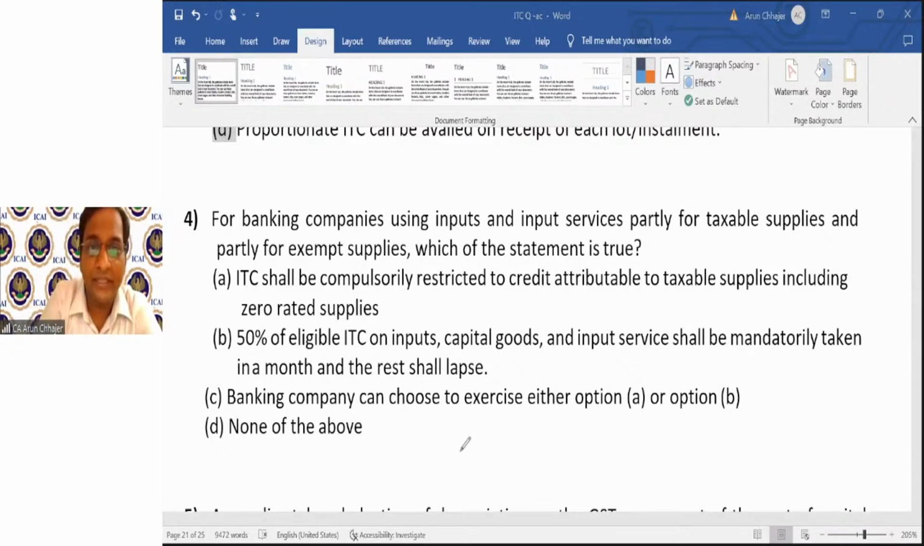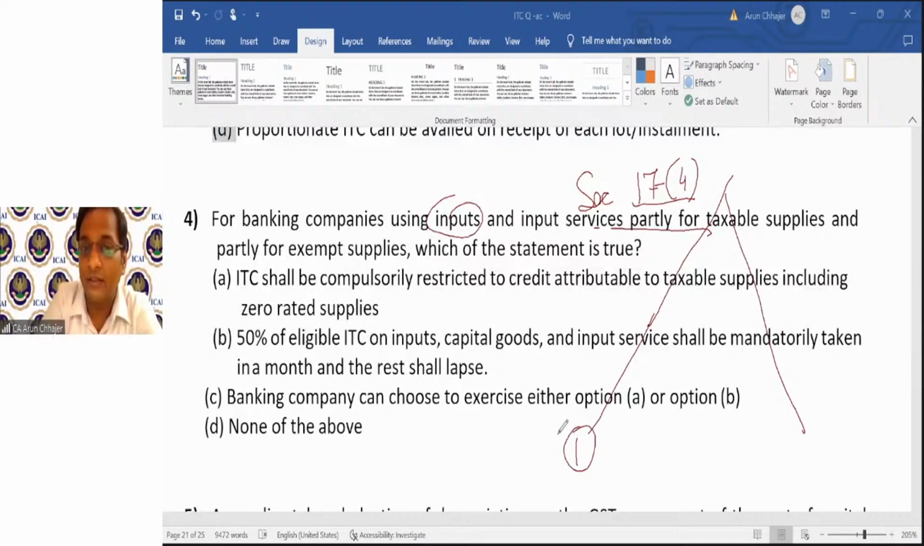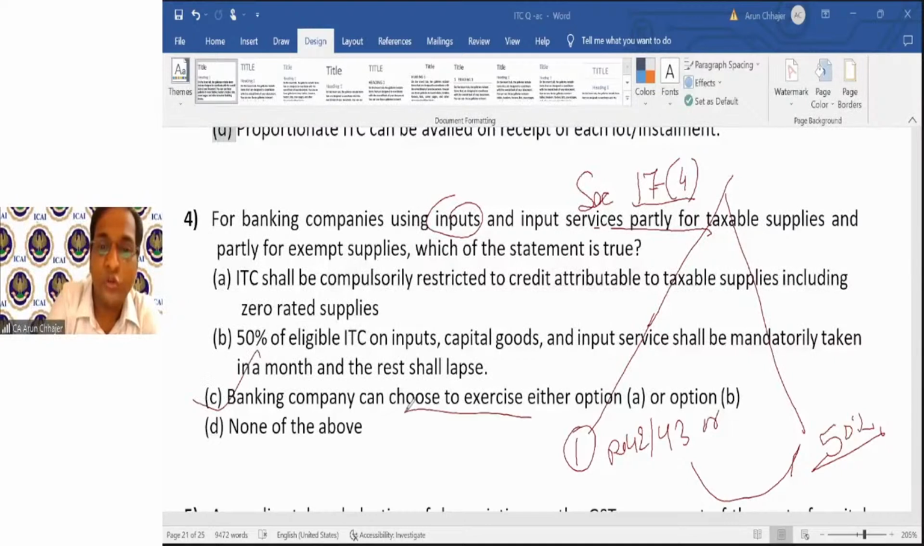The banking company using input and input service partly for taxable, partly for exempted. We already had the discussion on section 17 subsection 4. What it says is that a banking company has two options. Option number one, the proportionate concept, which is given in rule 42-43, or they can reverse 50% of the ITC. So they have to choose either one or two, any option they can choose. So the answer is the banking company can choose to exercise either A or B.